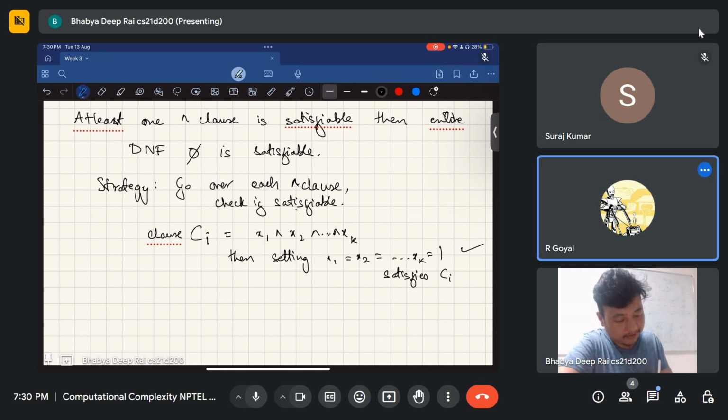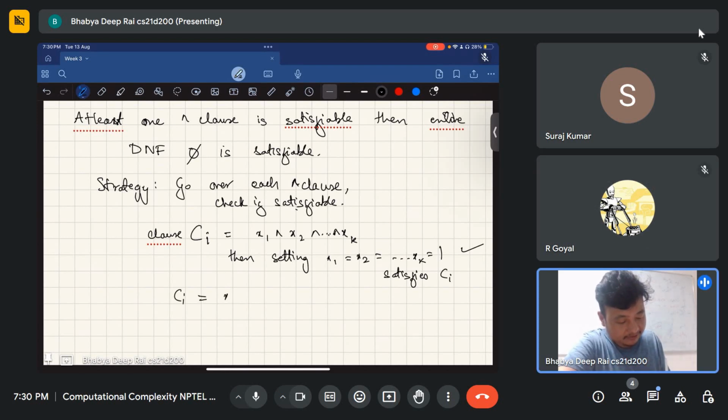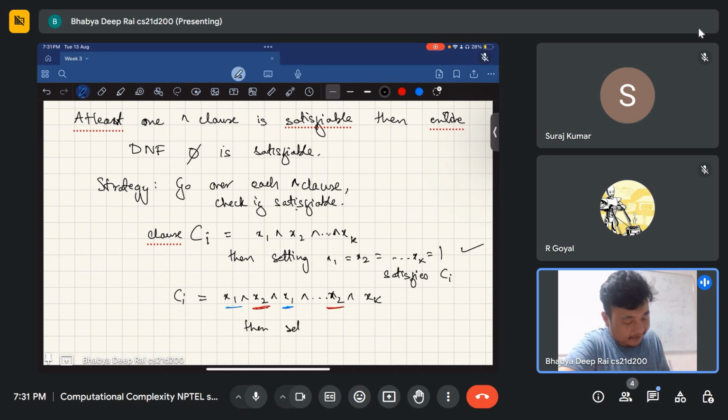Now let's say there is a repetition. x1 and x2 and again x1 and so on till x2 and xk. There are repetitions, x2 and x1. But here also I can use the same strategy. I can set all of them to 1. Then setting x1 equals x2 equals and so on till xk equals 1 satisfies Ci.